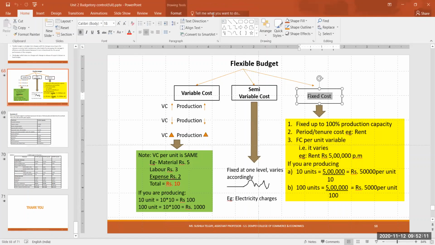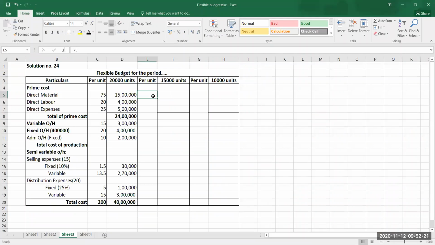Now in this problem also, here we are given the cost per unit of each expense. So here the direct material, the direct labor and the direct expenses, the cost will remain same. So you will have to multiply with the total number of units. When you multiply, you will get this particular figure.